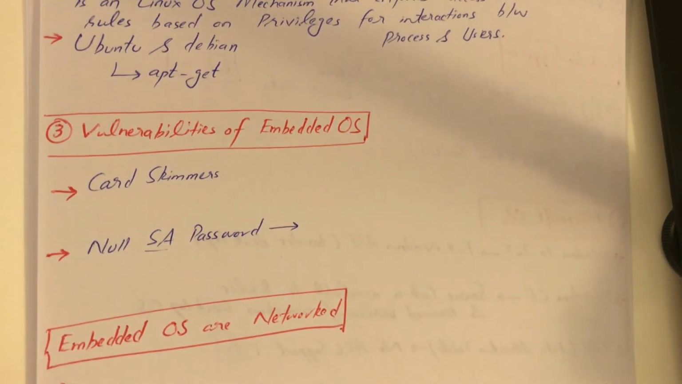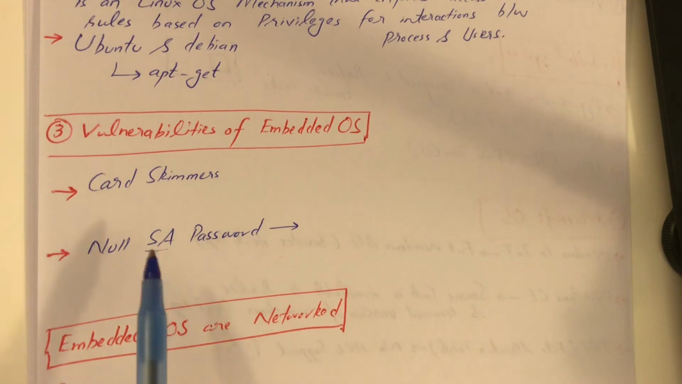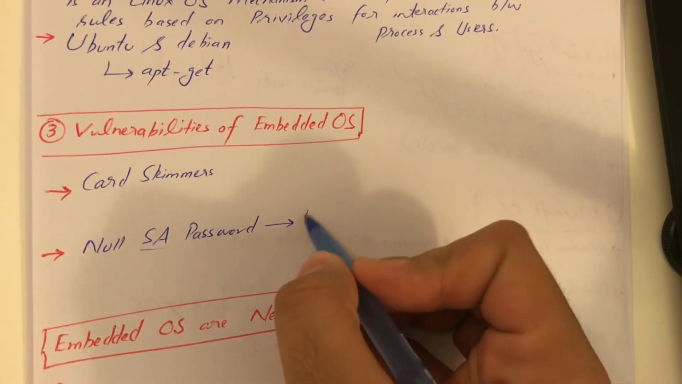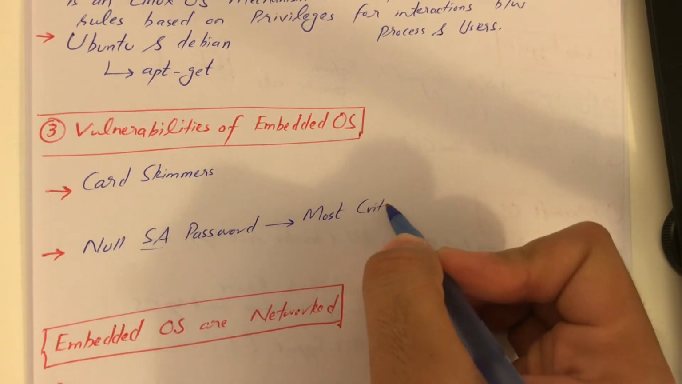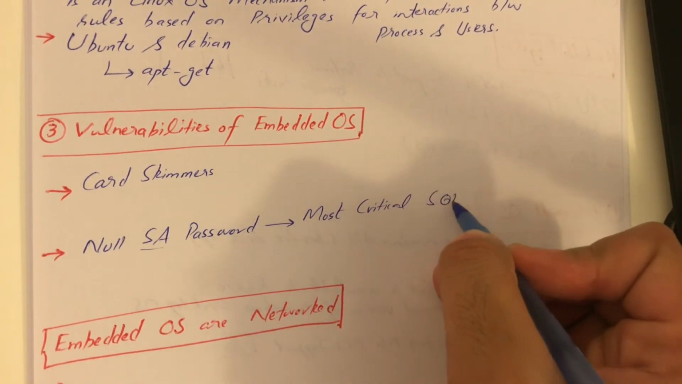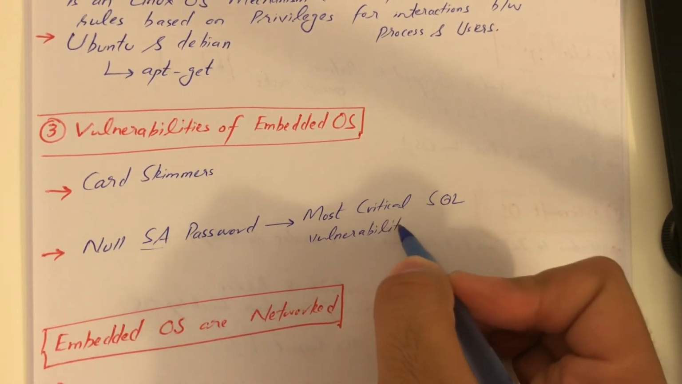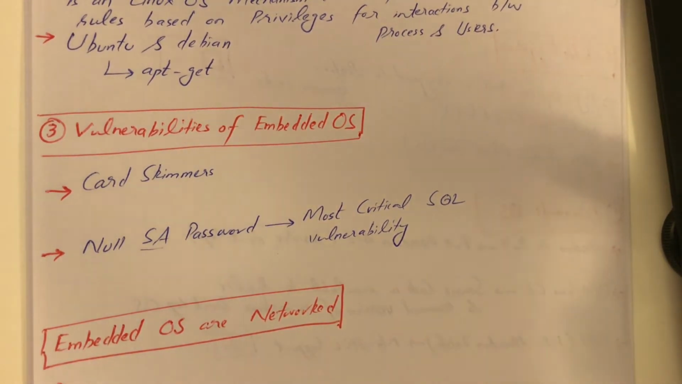What happens if you use SQL Server? In fact, most of the time the system admin account has no password. You only need to know the system admin name, and you can directly access the database. That's the biggest problem, and you can simply say it's the most critical SQL injection vulnerability, because through that your password can be hacked and people can hack your database.